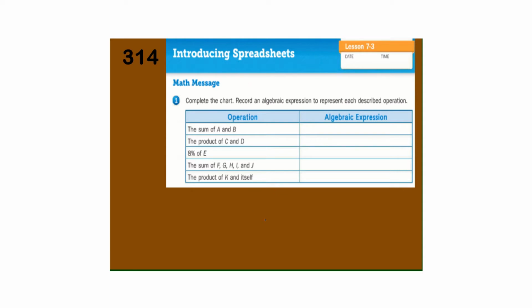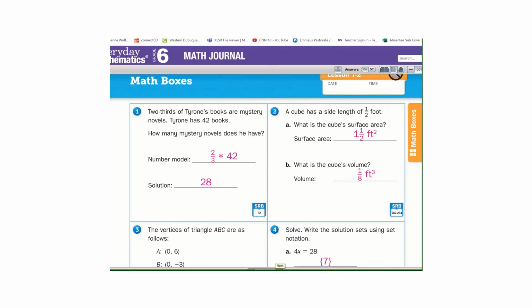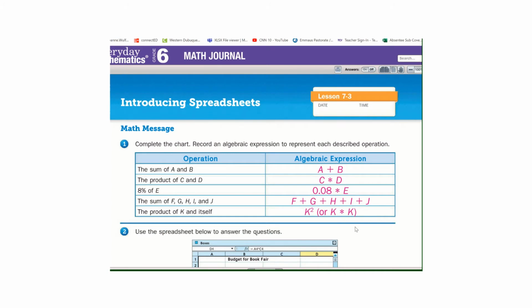Okay, the sum of A and B means A plus B. Product means you multiply, so it's C times D. 8%, we write 0.08, of means multiply, E. So 0.08 times E. The sum of F, G, H, I, and J means you add all 5 of those letters together. The product of K and itself means K times K, or you can write it as K squared. I will get that up here for you right there.